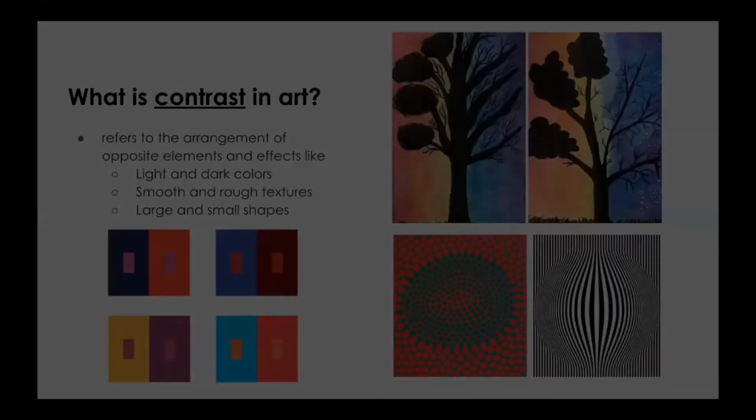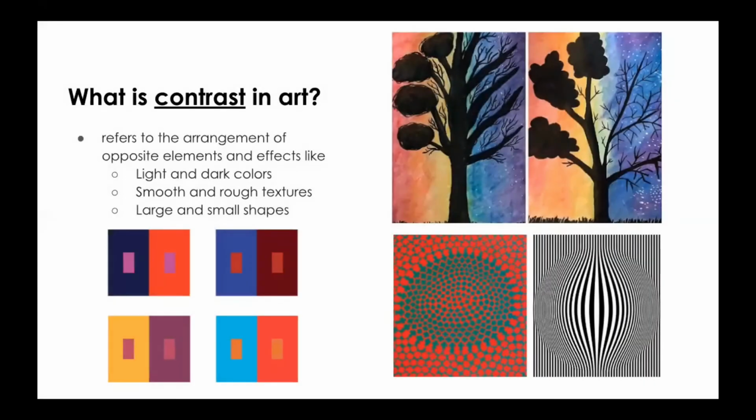Now let's talk about contrast. Contrast refers to the arrangement of opposite elements and effects. For example, light and dark colors, smooth and rough textures, large and small shapes. Contrast can be used to create variety, visual interest, and drama in artwork. Here we have examples of art pieces that stand out because of their smart use of contrast.